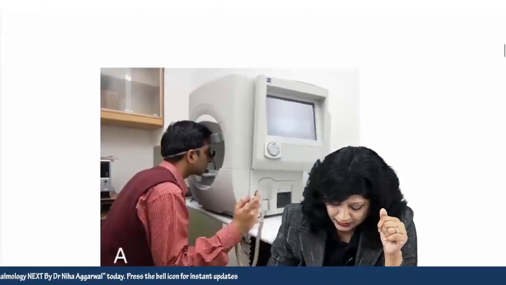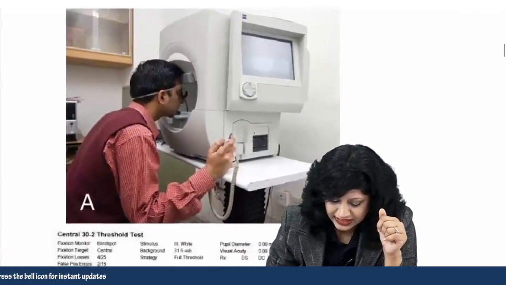Now see, this is the sitting arrangement of the patient. Now what is most likely to be expected at your level is that you should be able to identify this instrument.